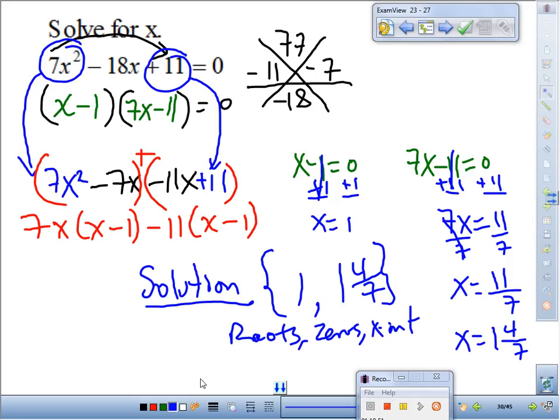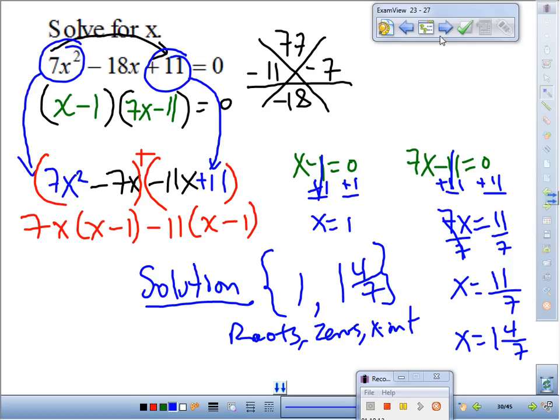And by the way, if we were to graph this, check this out. Our first point will be at what? 1. The other one at 1 and 4 sevenths, so almost 2, right? And then what would be my y-intercept? 11.